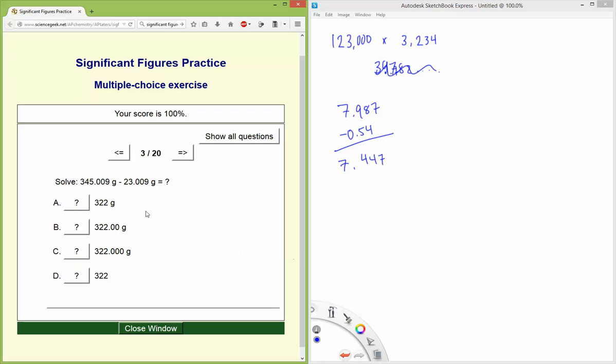Okay. So some of these you don't even have to do the math because all the numbers and the answers are the same. It would be C, right? Because we're doing a subtraction problem. We've got three spots after the decimal. We want to preserve that precision. So we're going to choose C. We good? All right.